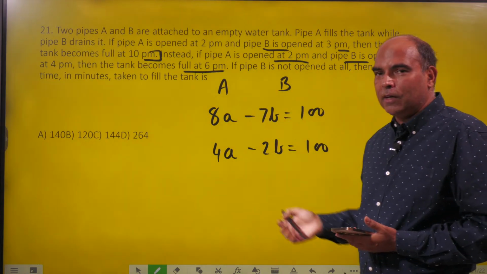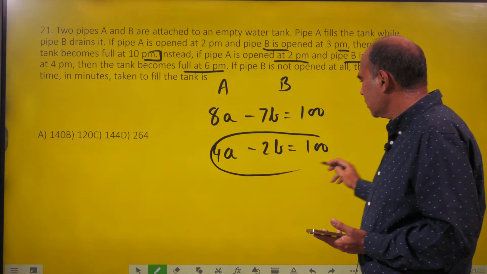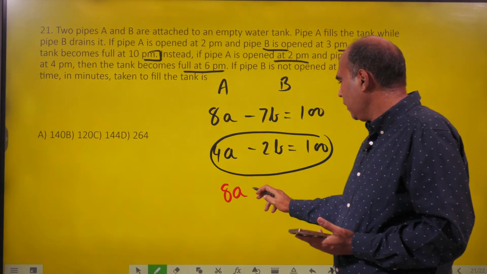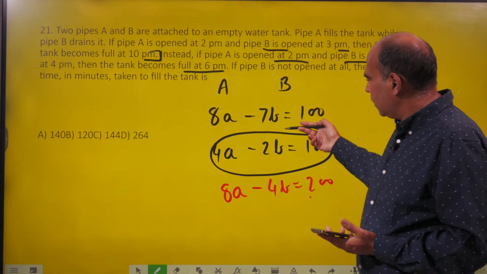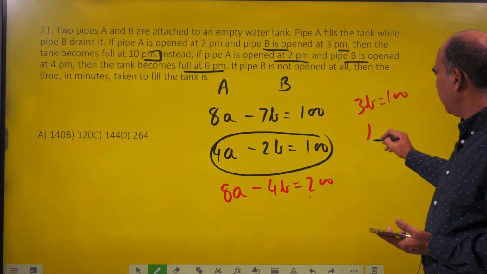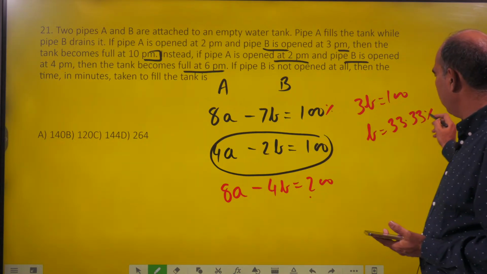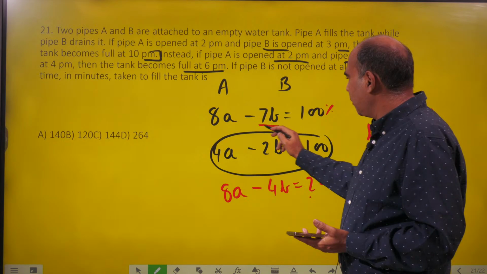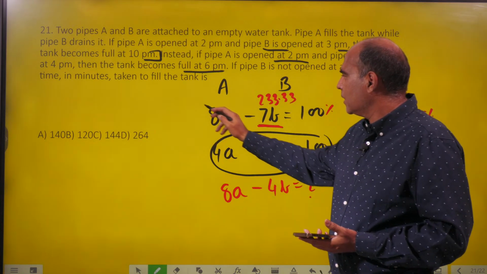So the only thing you have to do is find the values. This is a simultaneous equation. Find the values of A and B. You can double this and eliminate A. Although your target is A only, it's easier to eliminate A. So 8A minus 4B is equal to 200. Then you subtract this minus this, you will get 3B is equal to 100. That means B is equal to 33.33%. Remember the unit used here is percentage. So B is 33.33%. And if B is 33.33%, 7B is 233.33, which means 8A is 333.33.